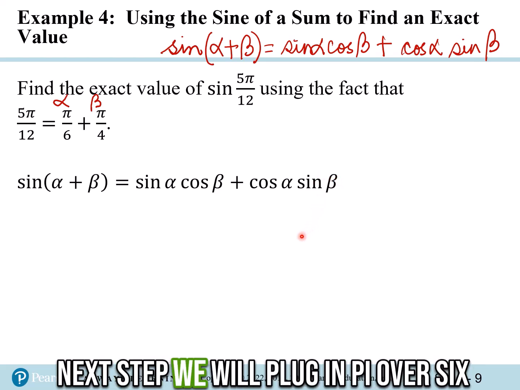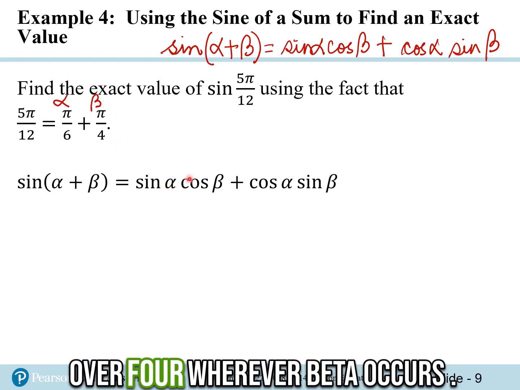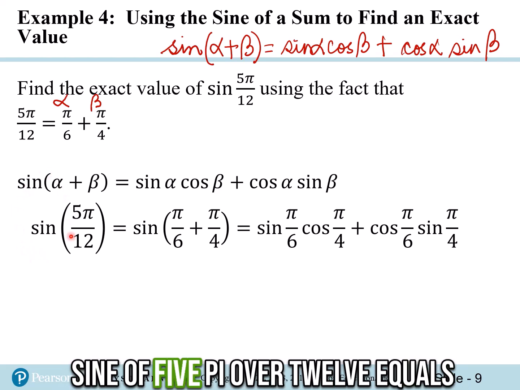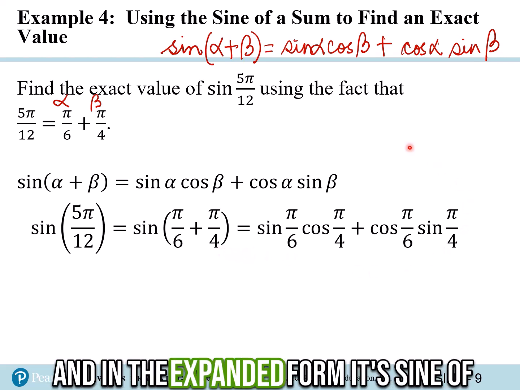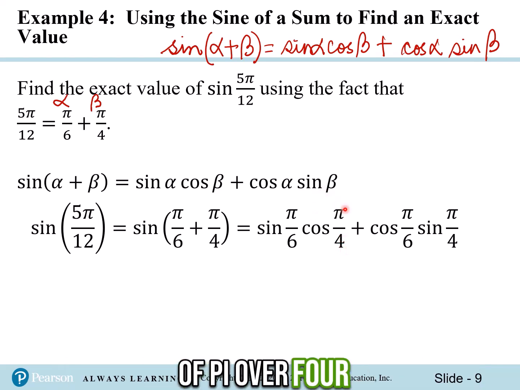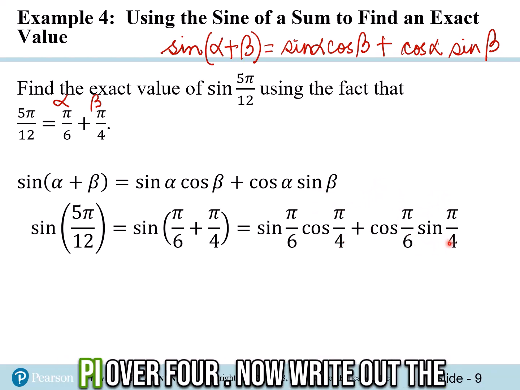And in the next step, we will plug in pi over 6 for wherever alpha occurs and pi over 4 wherever beta occurs. And that's what they've done here. Sine of 5 pi over 12 equals sine of pi over 6 plus pi over 4, and in the expanded form it's sine of pi over 6, which is alpha, times cos of pi over 4 plus cos of pi over 6 times sine of pi over 4.